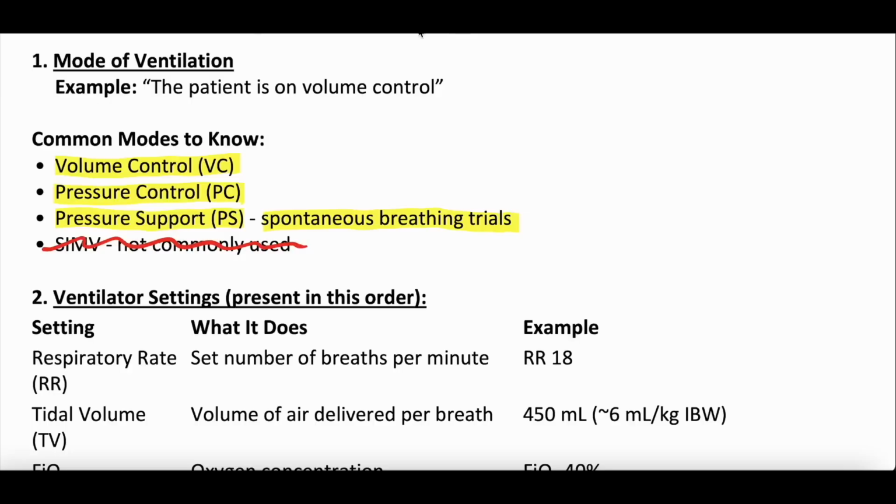So the two main ones, with kind of a third possible that you need to know, are volume control, pressure control, or pressure support. So if you're on rounds, it's important to start with, patient is on volume control, or patient is on pressure control, or patient is on a pressure support trial, right? So that is number one, mode of ventilation.